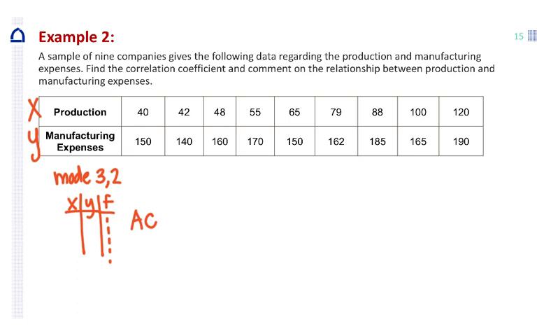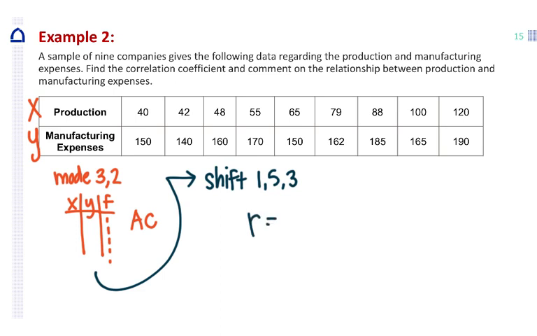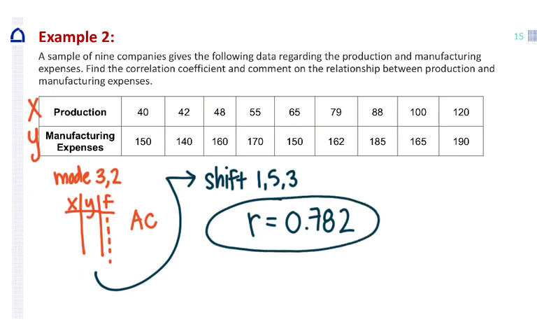Okay, so after you do that, then we will try to find R. You can press Shift 153. If you have the white calculator, you'll press Option 3, and you should get that R equals 0.782. Now remember, that tells us two things. It will tell us the strength of the relationship and the direction of the relationship. So it is not that close to 1.